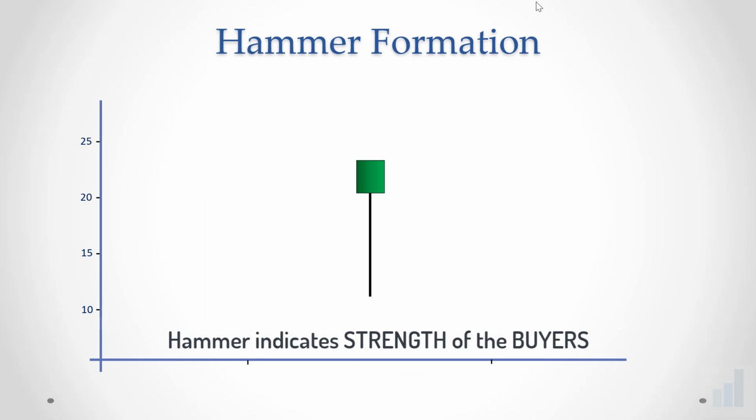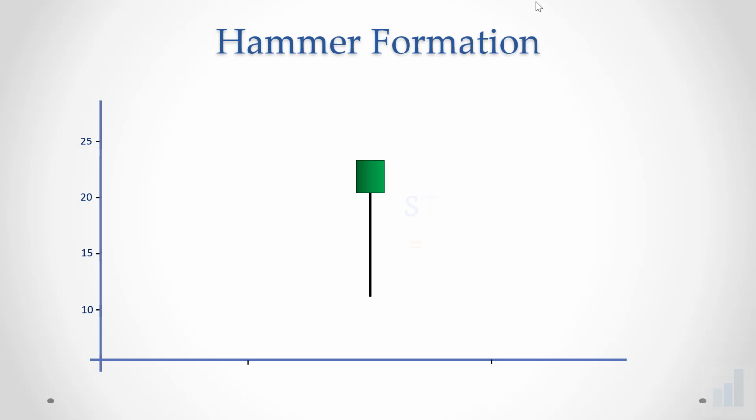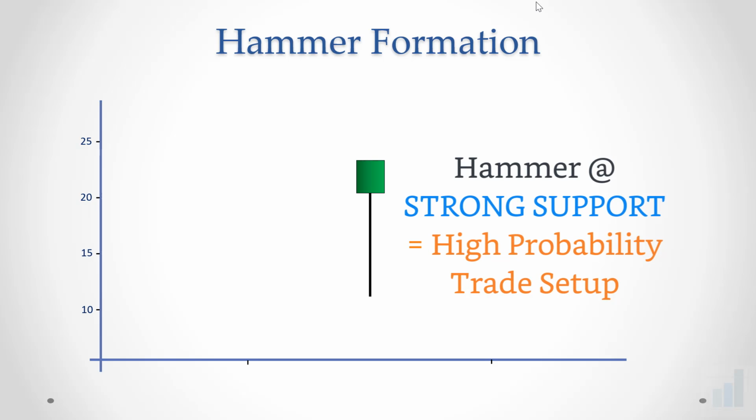Now, when you see a hammer candle pattern, you don't just see a small real body and a long lower shadow anymore, but rather you know about the strength of the buying pressure that is built into this hammer candle pattern. And if this hammer pattern occurs at a strong support level, a sweet spot, then you have a high probability trade setup. You can immediately buy after this hammer is formed.